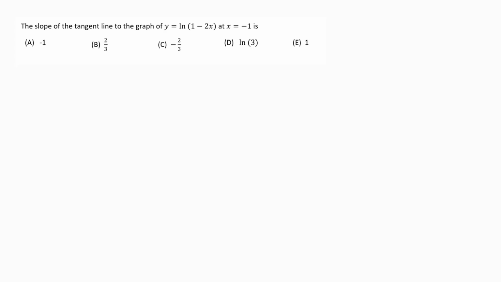In this example, you're being asked to find the slope of the tangent line to this given graph at a specific x value here. So remember that slope of the tangent line, we find from our derivative. The derivative at some point is equal to the slope of the tangent line. Derivatives give us slopes. So what we've got going on here is y equals the natural log of 1 minus 2x. That's our original equation, and what we'll need to do is just find the derivative of that equation, plug in negative 1 to that derivative, and we'll have our answer.